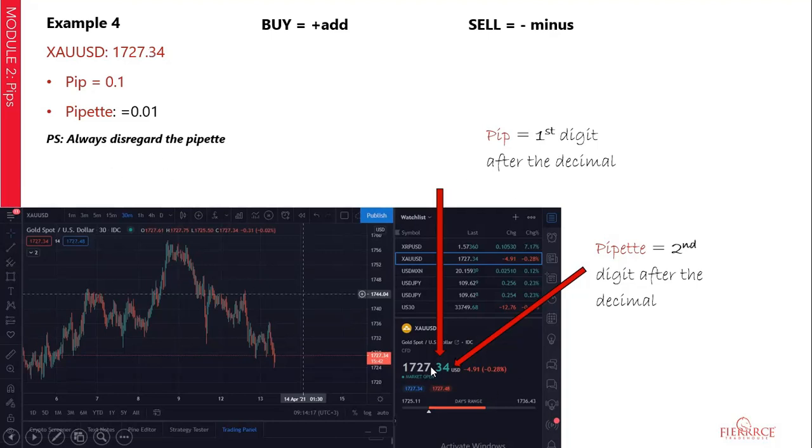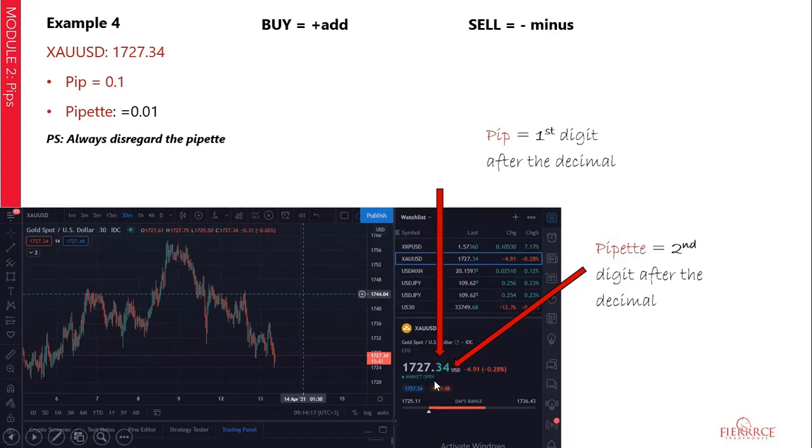So for example, in this scenario, if gold at 1727.34 is to go up by 2 pips, we are adding, so we are buying, so we're gonna add the pips. The final price will be 1727.54. If we were selling gold from this price and price went down by 2 pips, the final price would be 1727.14.